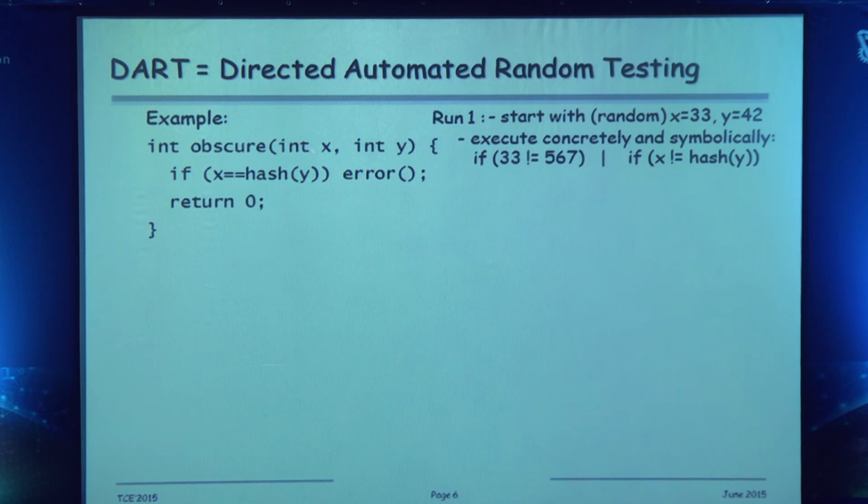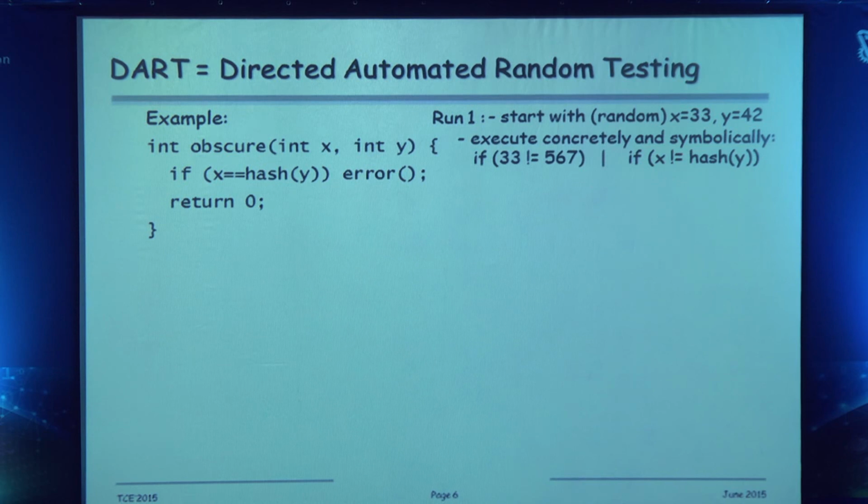This means that at each step of the execution, we symbolically execute the program. Symbolic execution means that we can run the program with symbolic values. We have one symbolic value associated with each input. And whenever there's a test involving an input, we emit a constraint like this. So here we observe that hash of 42 is actually 567. And then 33 is different from 567, so we're going to take the else branch of this test. And we can emit this constraint.